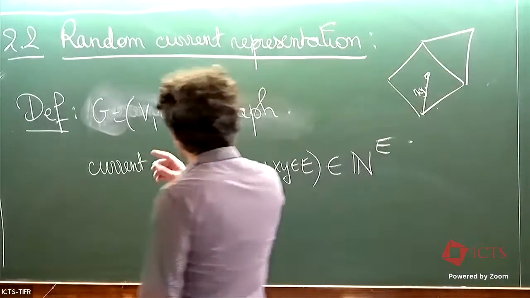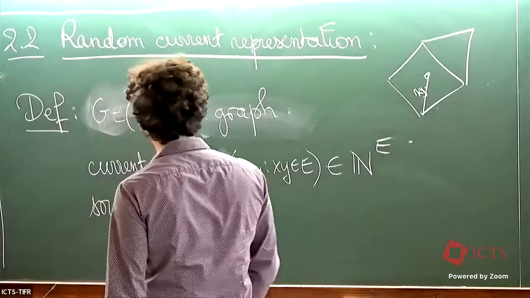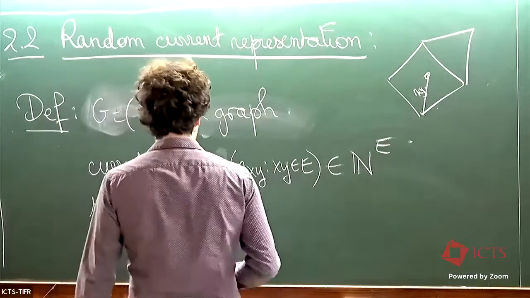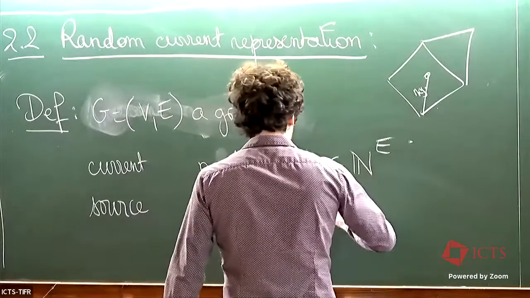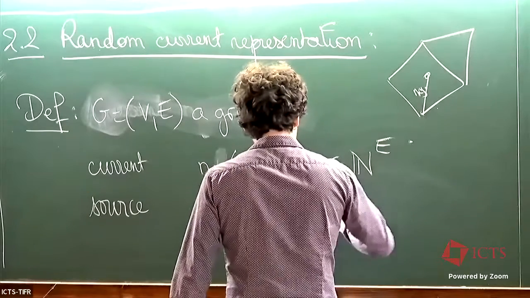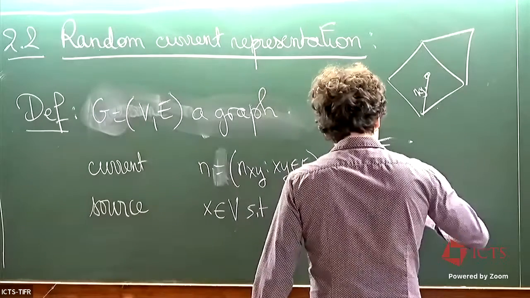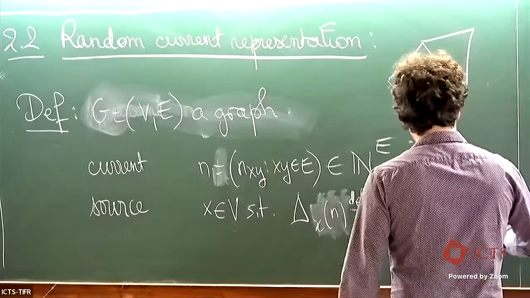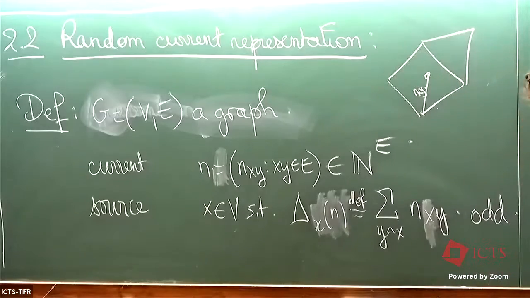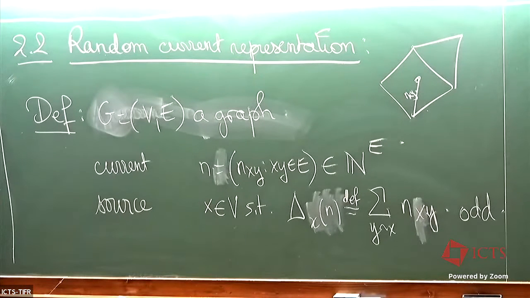Okay. So for currents, a natural thing that we want to associate to them is a source. A source is a vertex x in V such that delta_x of n, which by definition is the sum over y neighboring x of n_xy, is odd. So the sources are the points for which the sum of the current over edges incident to this point is odd.